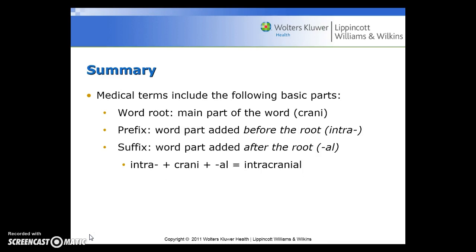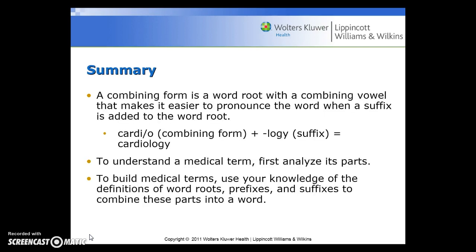So in summary, medical terms include the following basic parts: the word root, the main part of the word, the prefix, the word part added before the root, and the suffix, the word part added after the root. So intracranial. A combining form is a word root with a combining vowel that makes it easier to pronounce the word when a suffix is added to the word root. The example here is cardio, the combining form, and logy, the suffix, so cardiology.